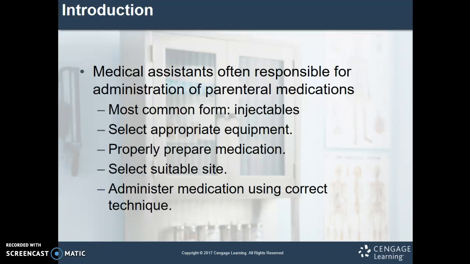Medical assistants are often responsible for the administration of parenteral medications. The most common form is injectables. In order to successfully perform this task, the medical assistant must be able to properly select the equipment, prepare the medication, find a suitable site, and administer the medication with the correct technique.